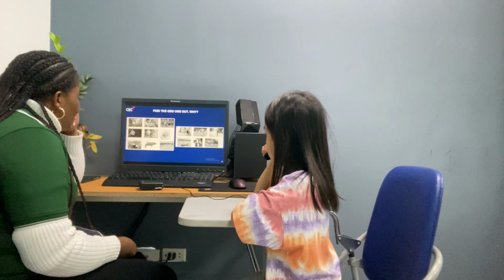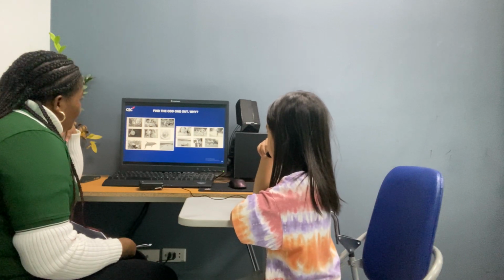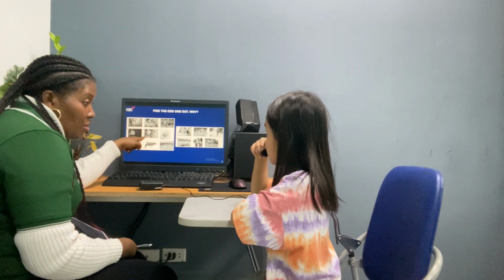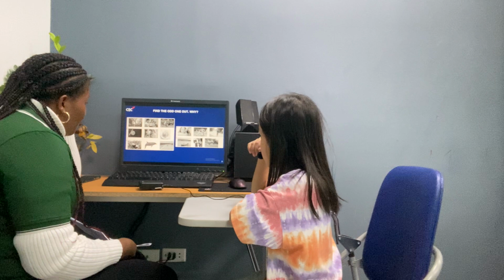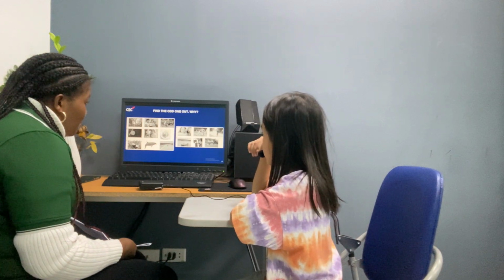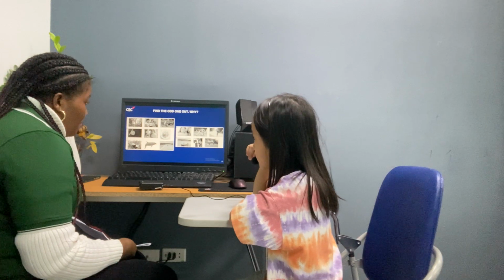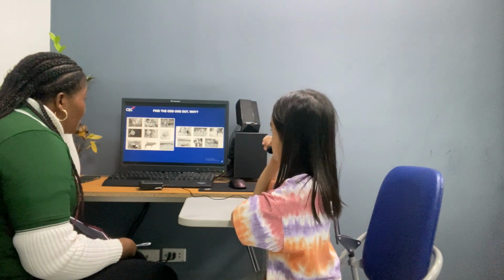Okay, here, can you tell me which one is odd among these three pictures and why? Picture B is different. Picture B is odd. Why? Because in picture A and C, there is food, but in picture B, the girl is cooking. The girls are cooking.